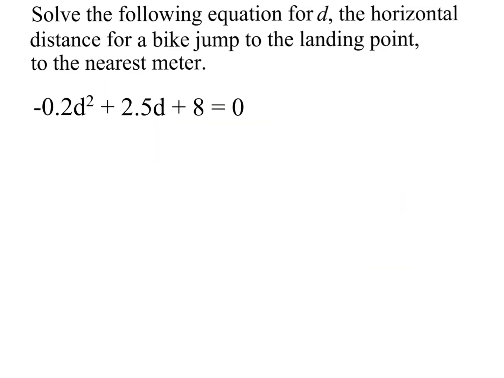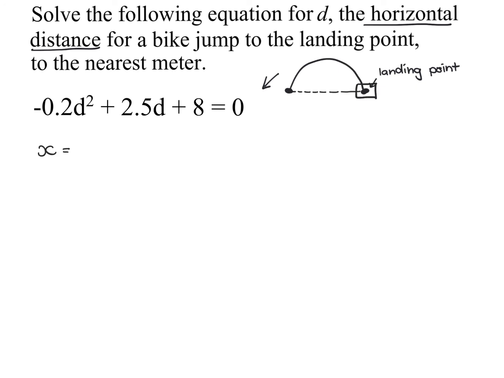Now our last question is a word problem. It says solve the following equation for D, the horizontal distance for a bike jump to the landing point to the nearest meter. So this equation right here is basically a parabola. This is what it looks like upside down. And at the end right here is our landing point, which is what we need to figure out. Now it says horizontal distance. So basically we are looking at the landing point and we're trying to figure out the distance horizontally to the landing point. So again, we're going to start off by writing down the quadratic formula.